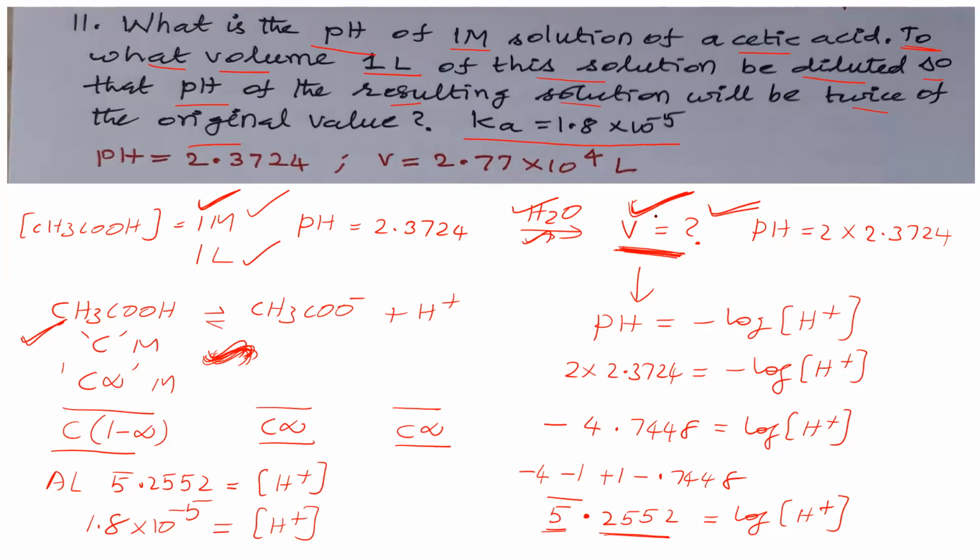We want the molarity of the acetic acid solution here. That means we want this C value, this C molar. So now we will go for the equilibrium constant expression: Ka is equal to acetate ion and H plus ion in the numerator, and acetic acid in the denominator.